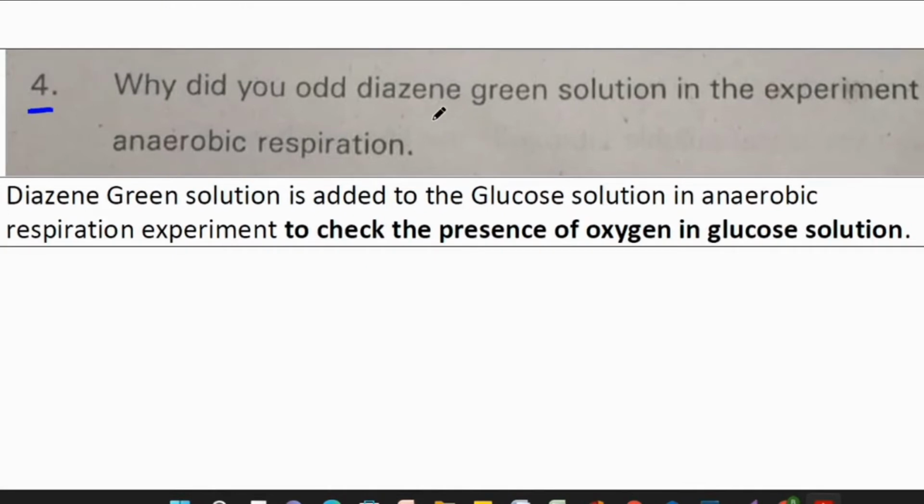Why do you add diazine green solution in the experiment of anaerobic respiration? Diazine green solution is added to glucose solution in the anaerobic respiration experiment to check the presence of oxygen in the glucose solution.